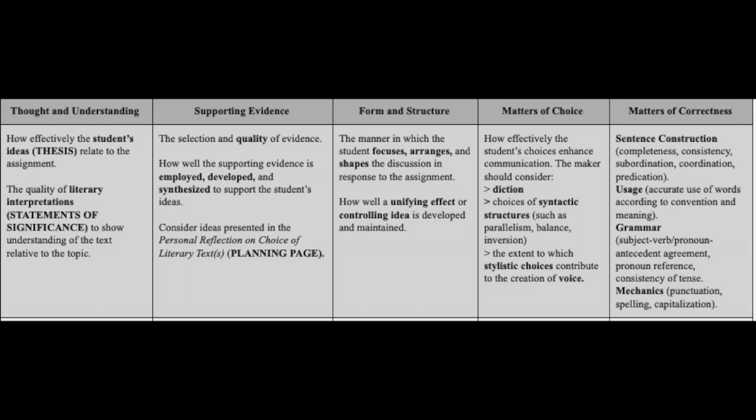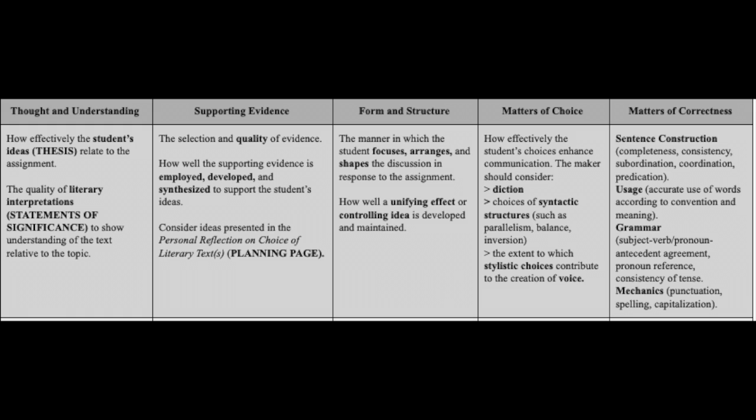The third section is form and structure, and it's related to the manner in which the ideas are focused, arranged, and shaped in response to the assignment, and how well a unifying effect or controlling idea is developed and maintained. And to score a 5 out of 5 in this section, you need to have a judicious arrangement of ideas and details to contribute to a fluent discussion that is developed very skillfully. The unifying effect also needs to be controlling and effectively presented and integrated into your essay.